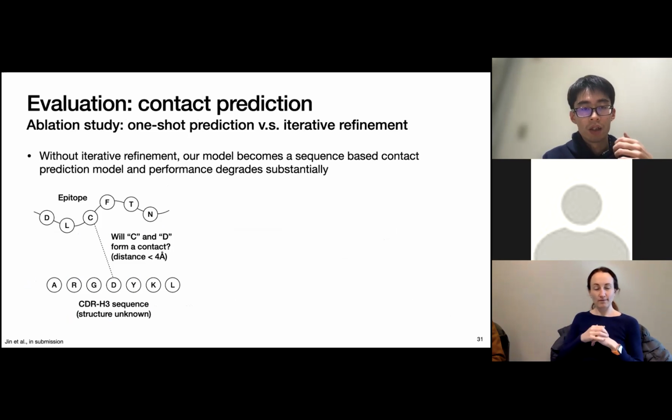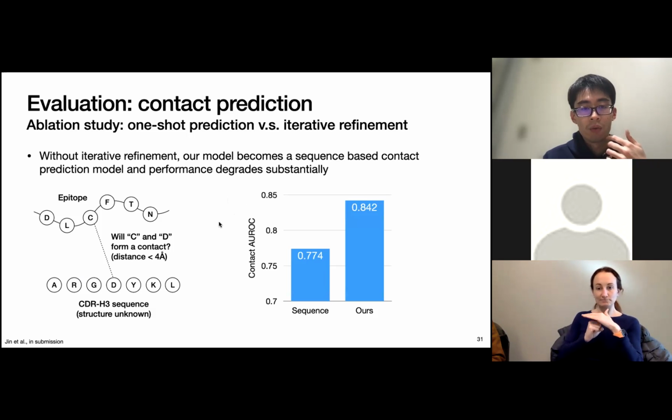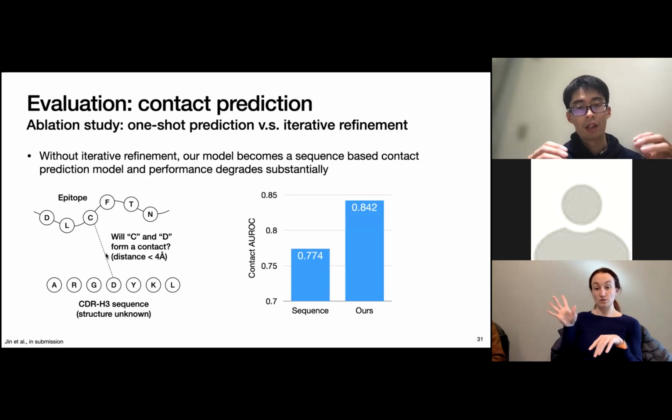Another ablation study that we want to see is what if we do not do this iterative refinement? How much does this iterative refinement give you? Here we want to take a look at whether we recover the right contact or not. So if two residues form a contact if their distance is within a defined threshold.